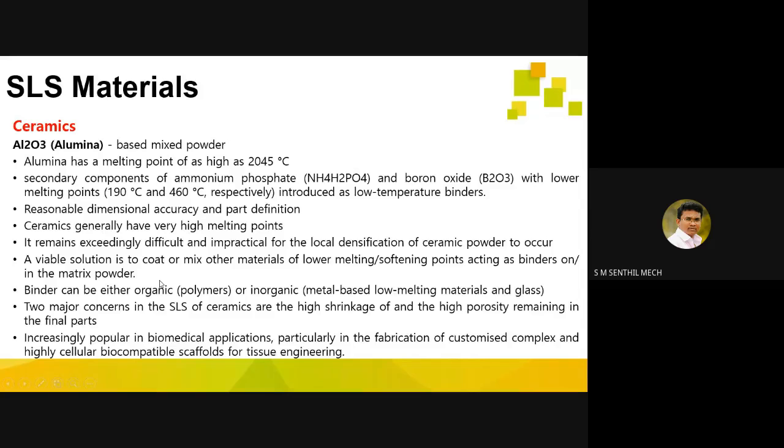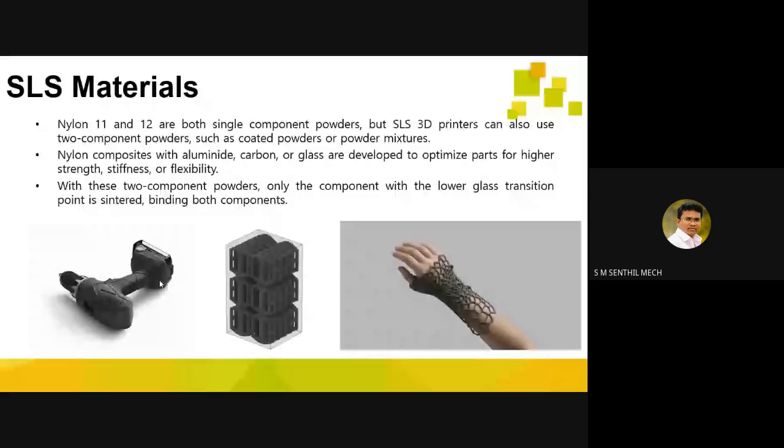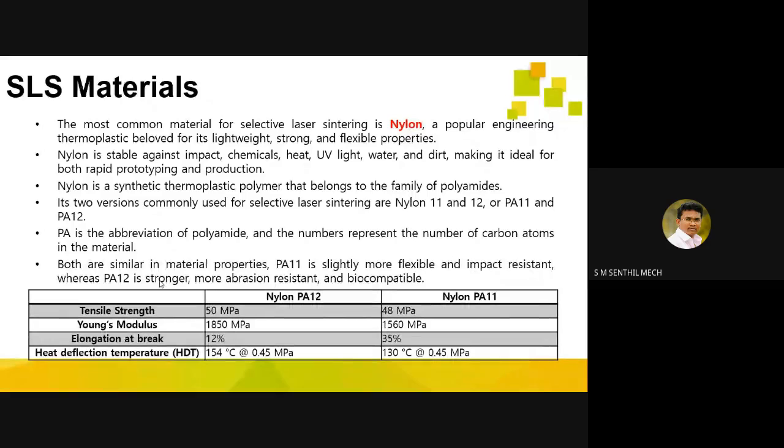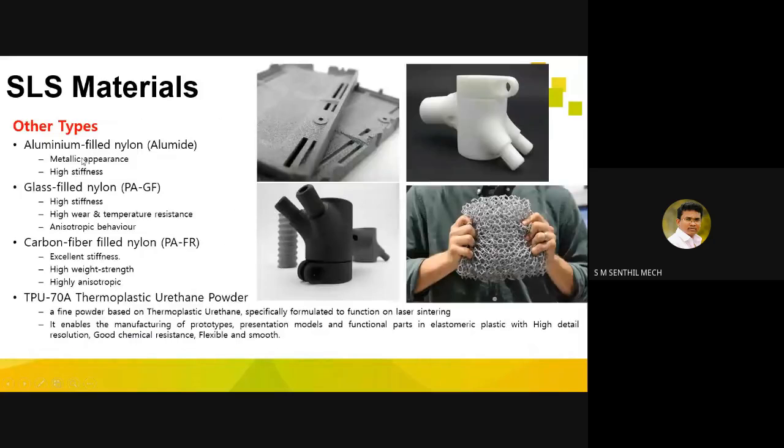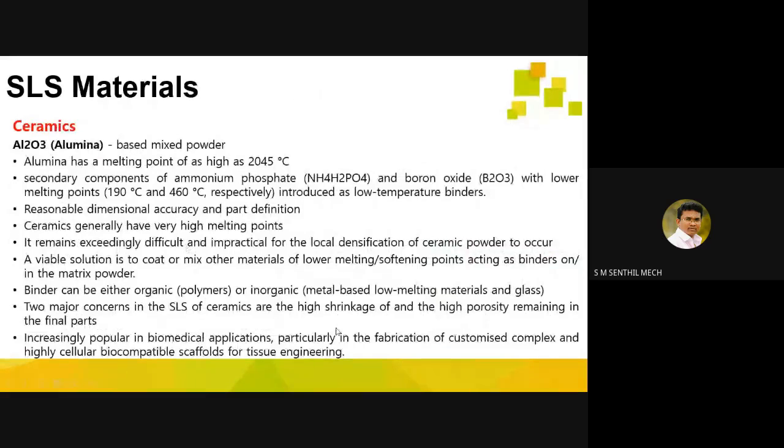Okay, so these are the SLS materials we have already seen so far. There is nylon, which comes in two grades, PA12 and PA11. This nylon can also be combined with other particles, which will act like composites. There is aluminum filled, glass filled, carbon fiber filled, and one of the latest inventions is thermoplastic urethane powder, which is used like an elastomer. It has good elasticity. And the ceramics. So these are the various materials that are used for the selective laser sintering process.